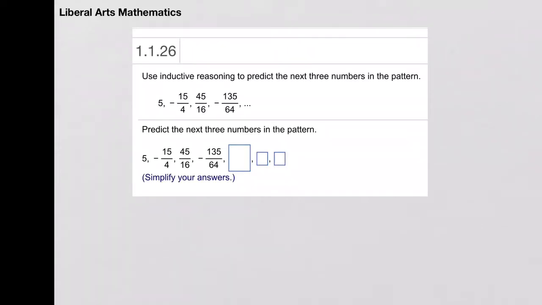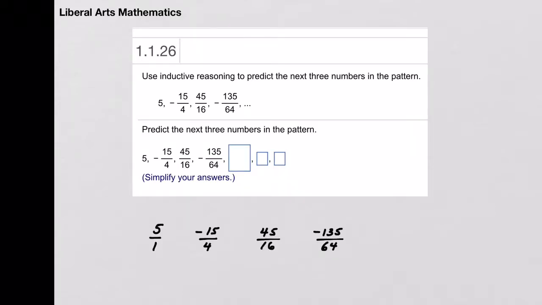In this problem, you're asked to predict the next three numbers in the pattern. So we have the first four numbers of the pattern, which is 5, negative 15 over 4, 45 over 16, and then negative 135 over 64. Notice that three of those are fractions, and what I'll do to start this off is I'm going to set them all up as fractions.